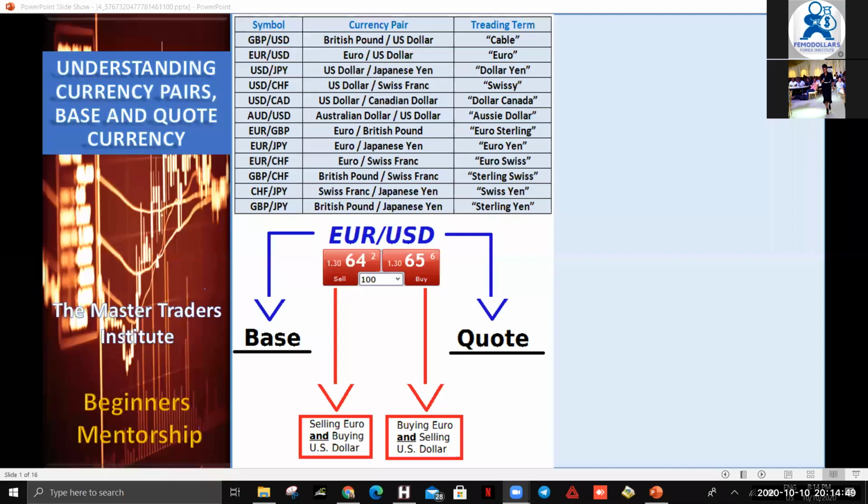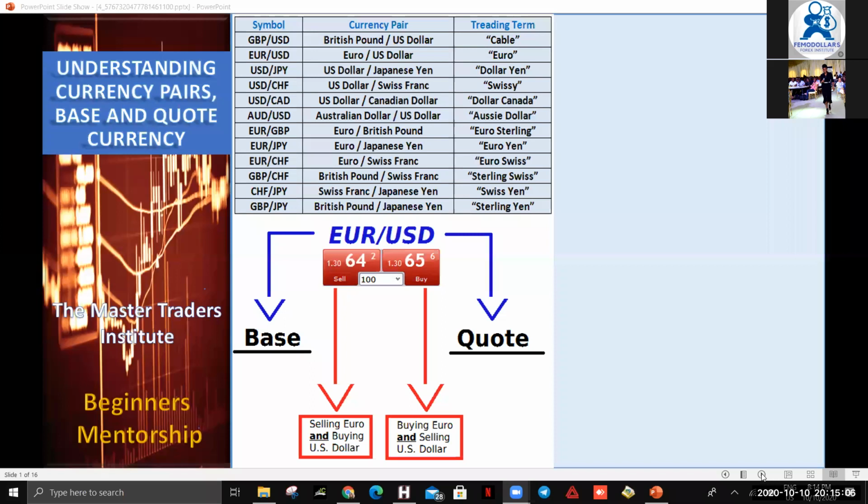So if you go to your MT4 and download it, and you go to the currency pairs, you see different currencies. Always remember that the one in front, which is the base currency, is higher than the one behind, which is the quote currency. That's basically what it means.